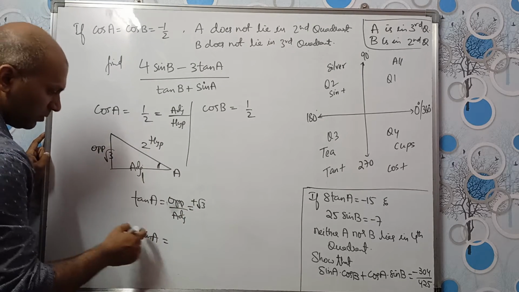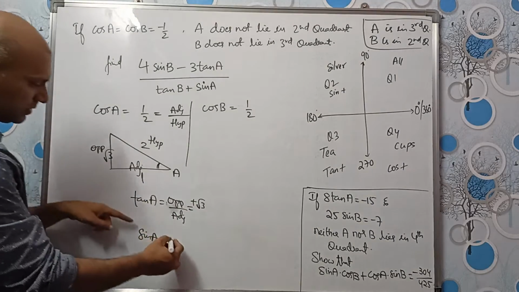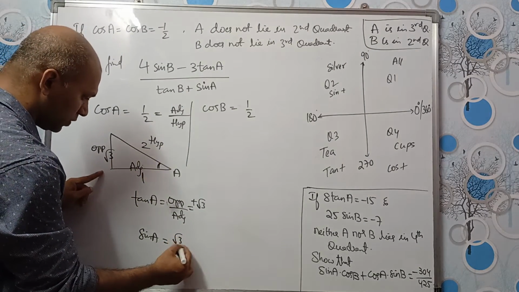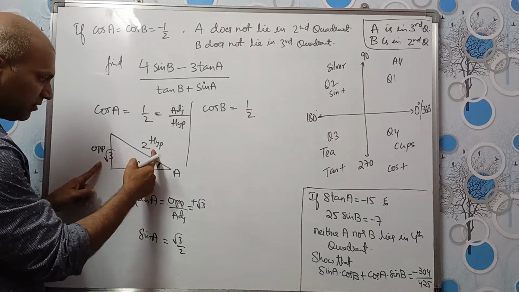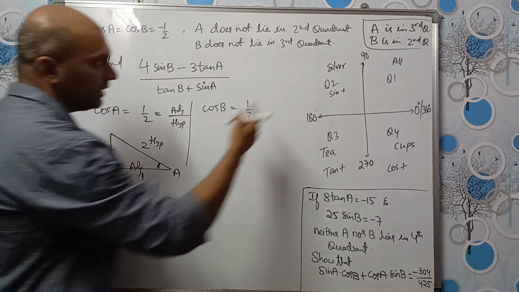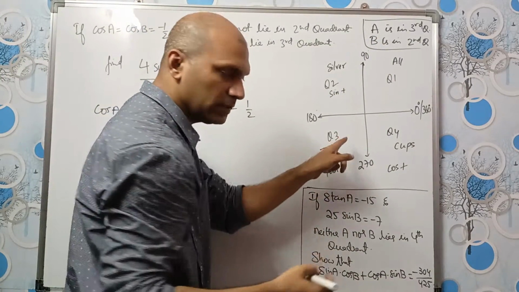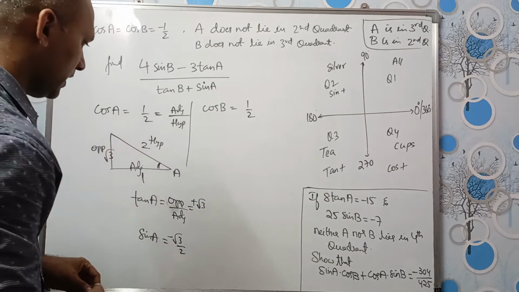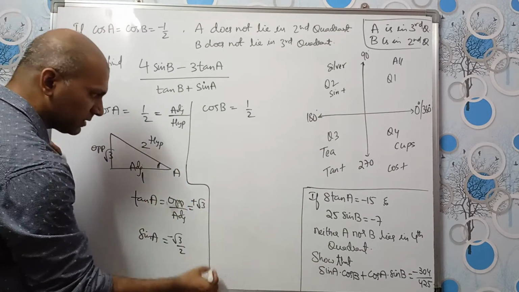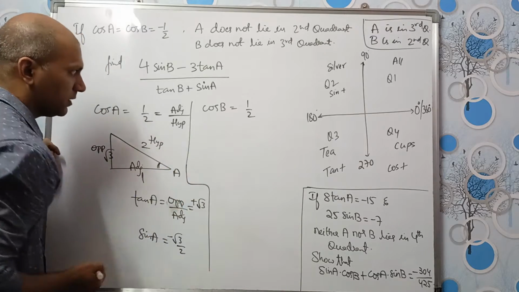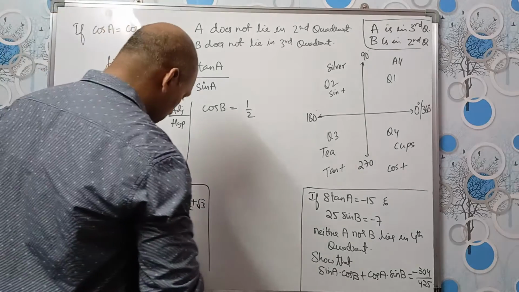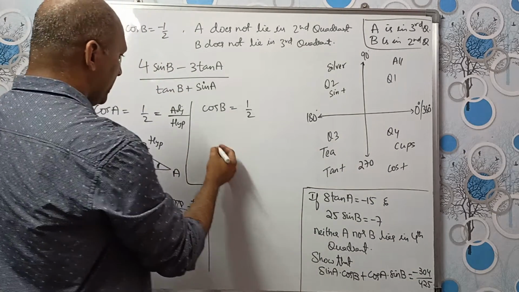Okay. What about sin A? What is sin? Opposite divided by hypotenuse. So this is root 3 divided by 2. But A lies in the third quadrant, and in the third quadrant sin is negative. So this will be negative. Okay. I hope this is clear. In the same way, we should find sin B and tan B. Alright, let us go ahead and find.